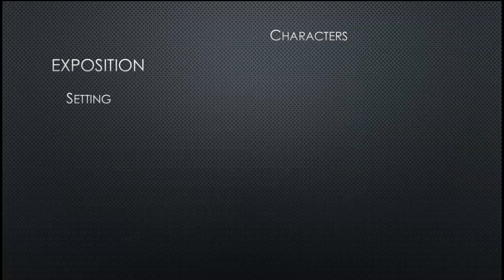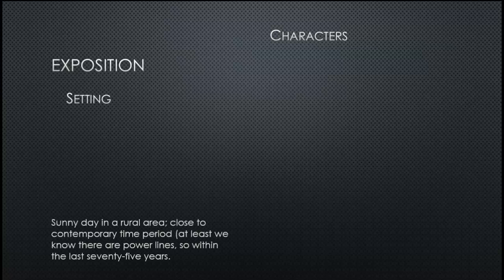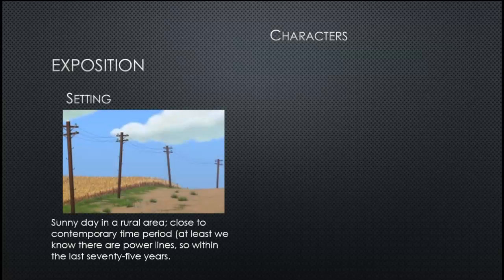So let's take a look at the elements of For the Birds. We're going to start with our setting. We know that this is a sunny day in a rural area. It's close to contemporary time period because we can tell at least it's got some power lines and electricity. So it's in the last 75 years.